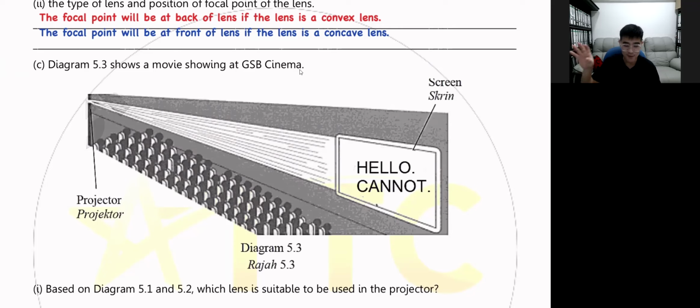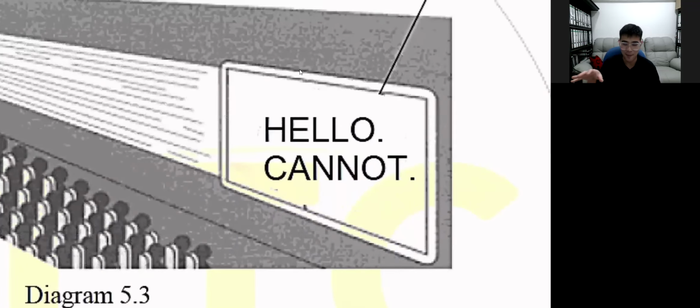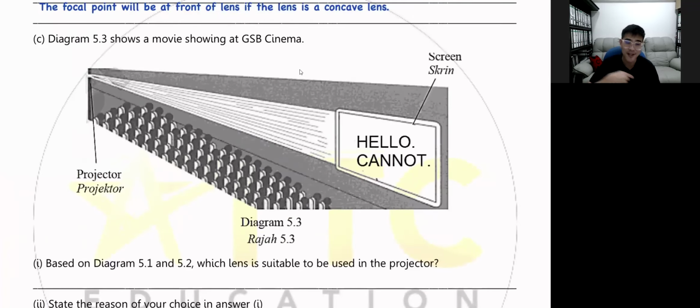I'm not sure whether you guys know or not. The admin of GSC actually wrote "hello cannot". I mean, they replied to messages on social media, on Instagram, because people had been asking the admin whether they can bring their outside snacks into the cinema, or whether they can record the movie in the cinema. Then the admin replied, "hello cannot". That time was quite funny. So that's why I put it here.